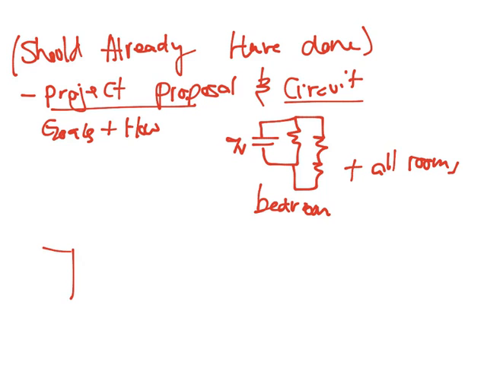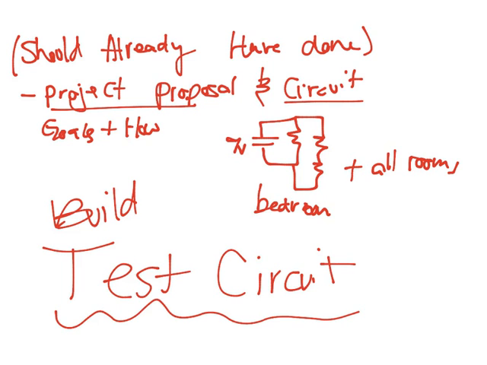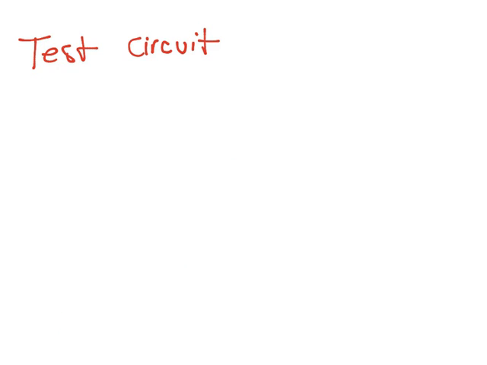After you're done with that, you are going to build a test circuit. This is to say a circuit that you're actually going to do all your voltage and amp tests on to find the resistance across each without putting it into your house, because that will make it very hard to test. So when you are doing your test circuit, there are two things you're going to measure.